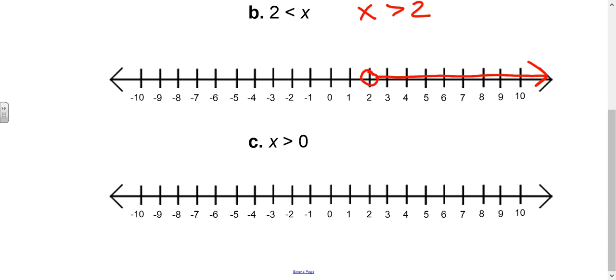X is greater than 0. So we need to find 0. Here it is. And where are all the numbers greater than 0? They are this direction. And it goes on forever, which is why I have the arrow on the end. And it does not say equal to 0, so I'm going to leave my circle open again.